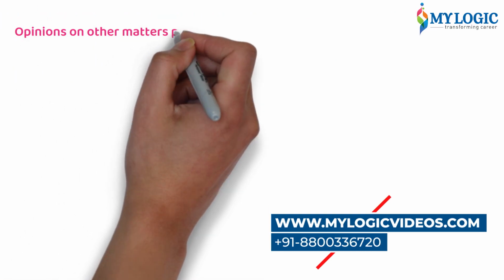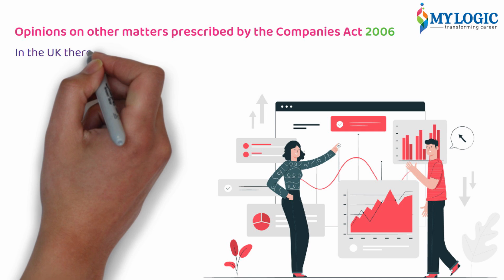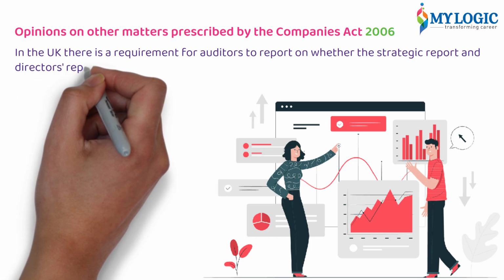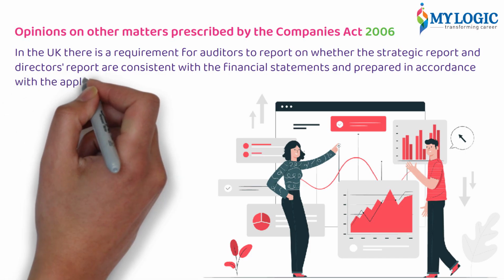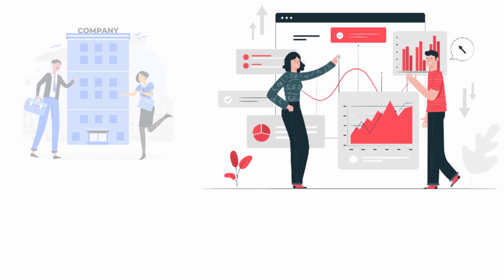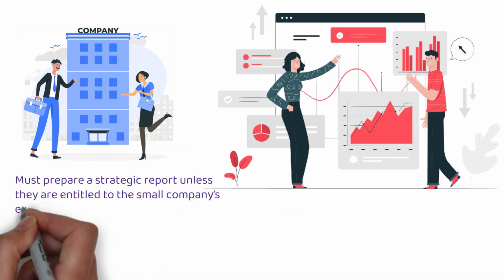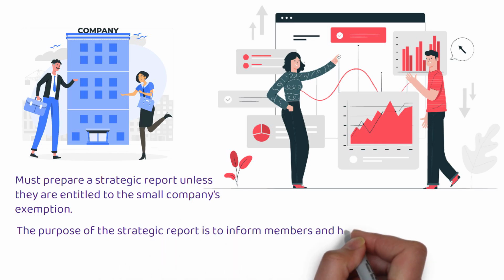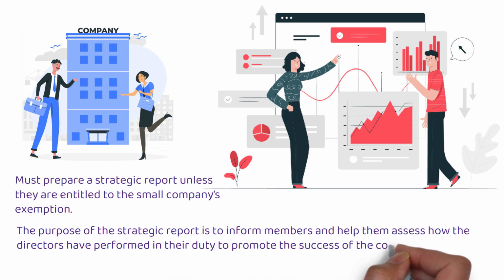Opinions on other matters prescribed by the Companies Act 2006. In the UK, there is a requirement for auditors to report on whether the strategic report and director's report are consistent with the financial statements and prepared in accordance with the applicable legal requirements, that is, Companies Act 2006. All companies must prepare a strategic report unless they are entitled to the small companies exemption. The purpose of the strategic report is to inform members and help them assess how the directors have performed in their duty to promote the success of the company.